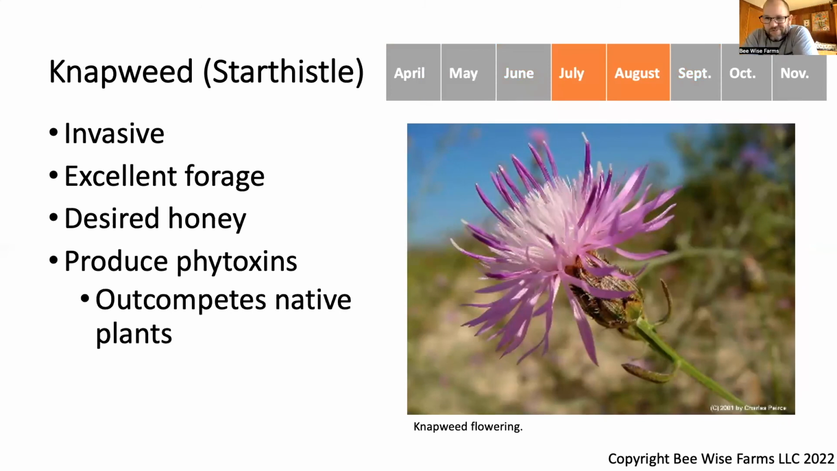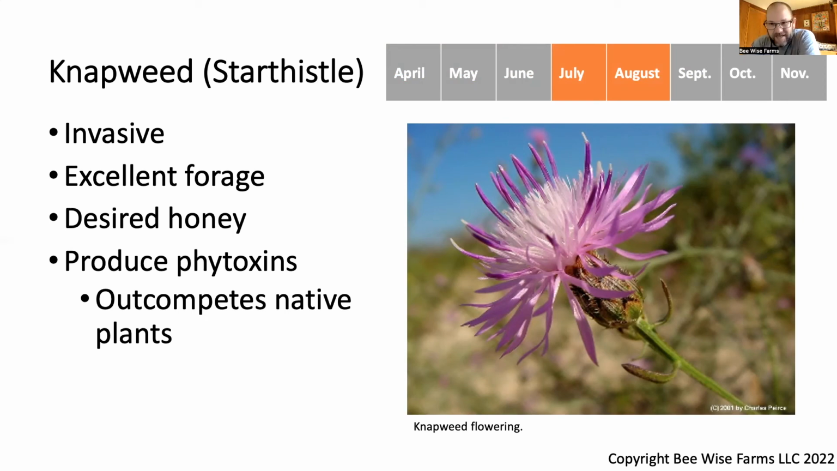Knapweed, also known as star thistle. Boy, this is like the most controversial plant that there is in the beekeeping industry and the conservation industries. This is where conservationists and beekeepers really collide. And I've worked in both industries. I've done conservation work, worked on invasive species eradication campaigns with conservation districts out in California. I'm also a beekeeper and a farmer.